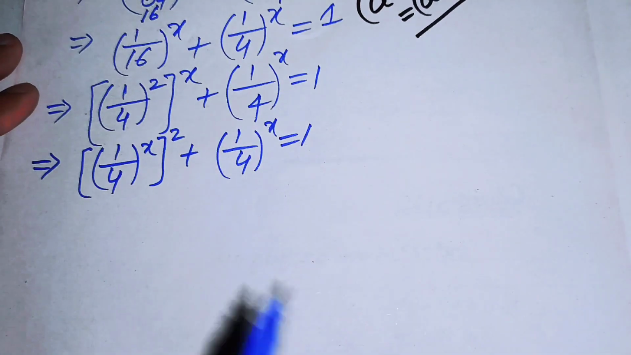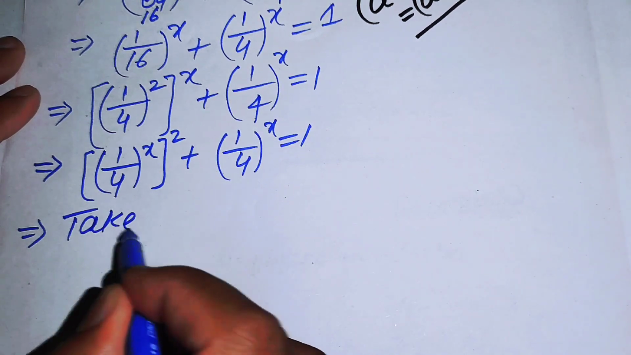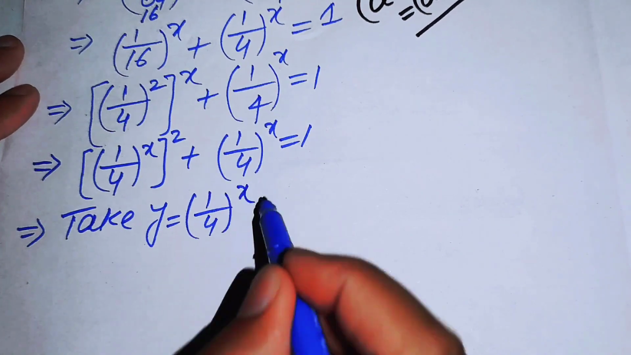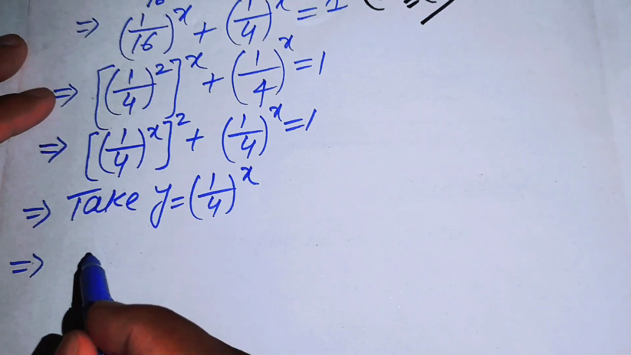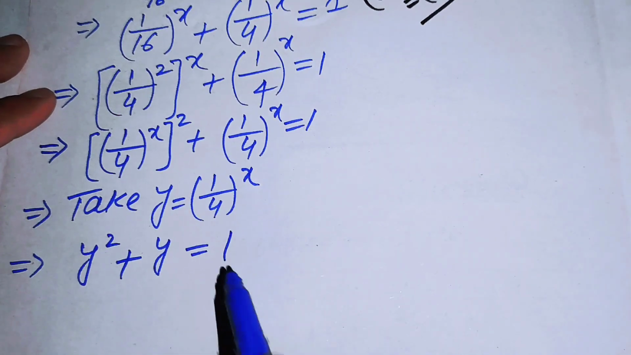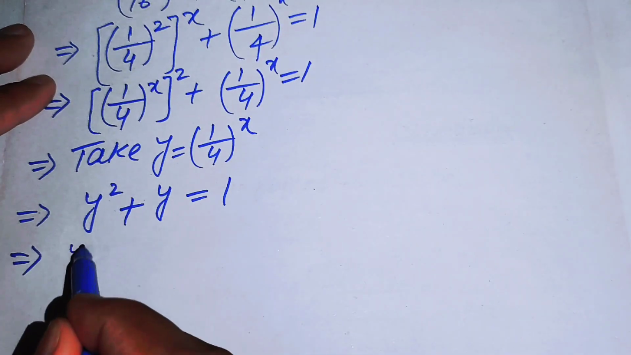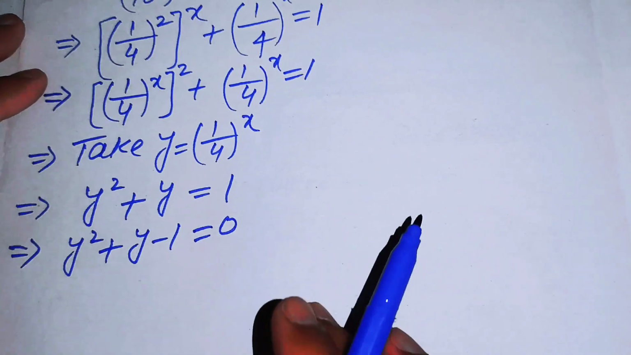Now we can simplify the terms, and here we can take y is equal to 1 over 4 to the power of x, so that this exponential equation becomes quadratic in form: y squared plus y is equal to 1. Now we move this 1 to the left hand side, and it becomes y squared plus y minus 1 is equal to 0.